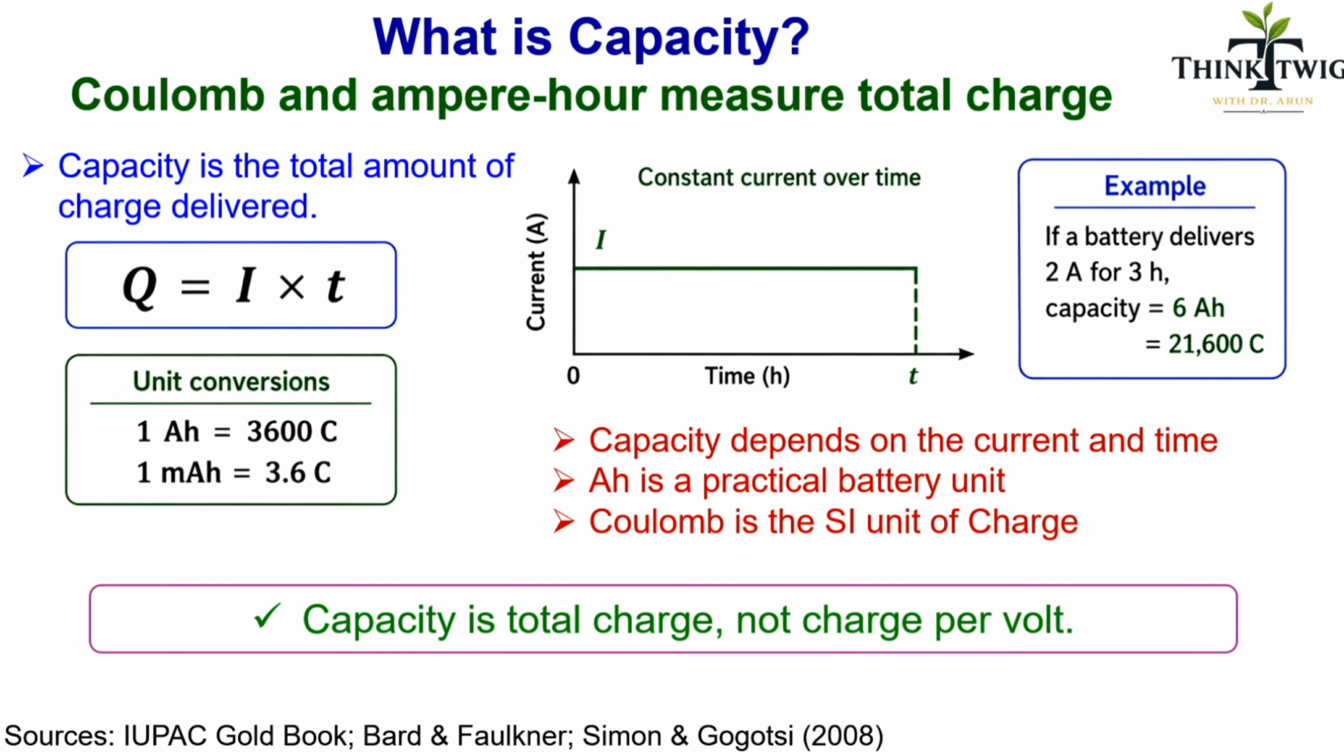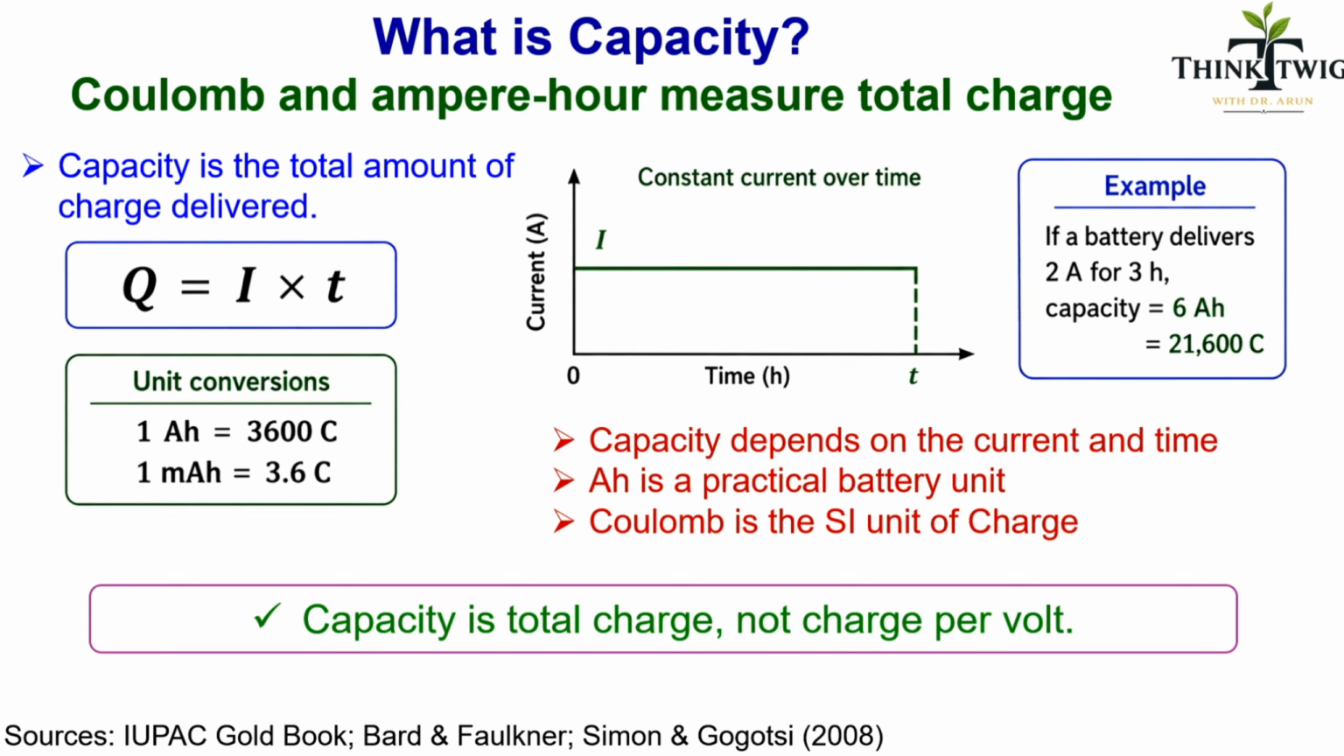Now look at the battery example shown on the slide. The battery delivers 2 ampere for 3 hours. So 2 multiplied by 3 gives 6 ampere hours. Now convert this into coulombs. So 6 multiplied by 3600 gives you 21,600 coulombs. So the same delivered charge can be written as 6 ampere hour or 21,600 coulomb. Nothing about the battery has changed. Only the unit has changed.